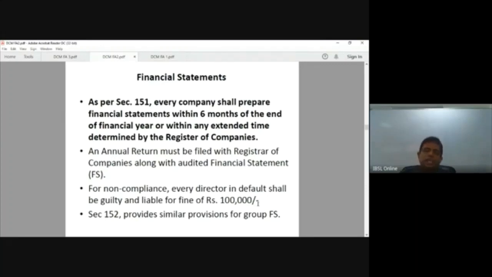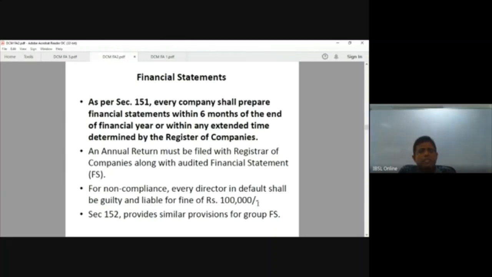If you take the annual financial statements, that is a different requirement. But if you are not a listed company, you have a 6-month period. If you are a listed company, you have only a 2-month period to prepare your annual financial statements.